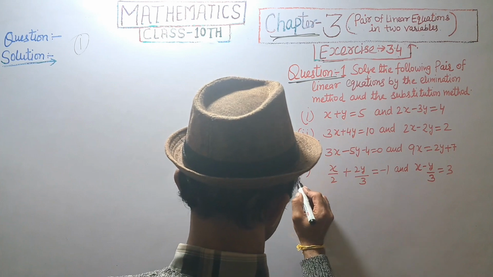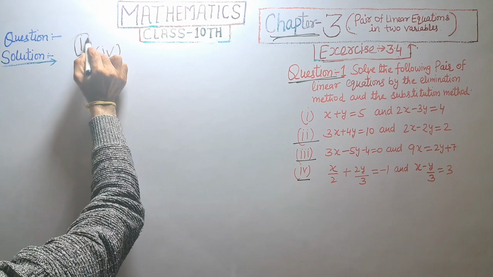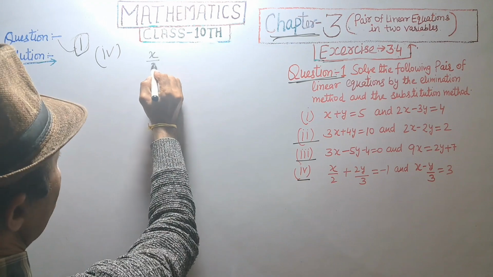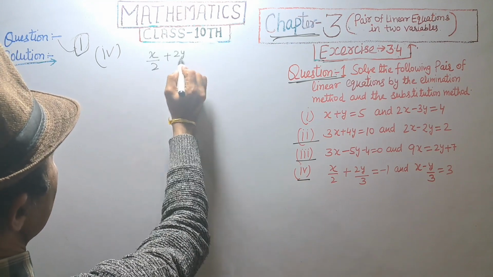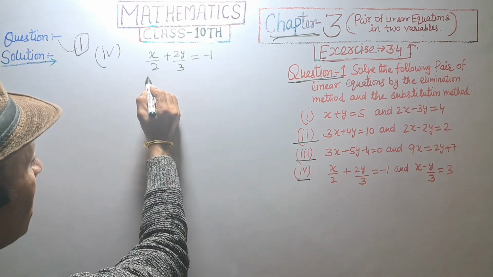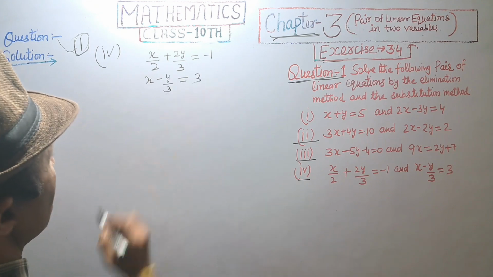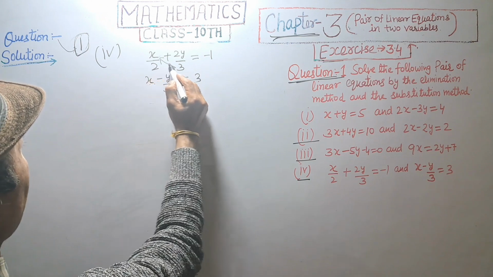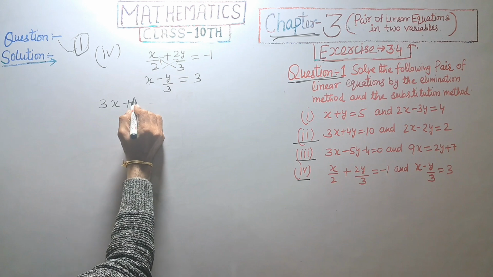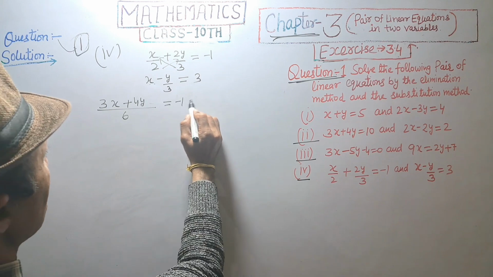Question number first, fourth part. Given x upon 2 plus 2y upon 3 is equal to minus 1, and x minus y upon 3 is equal to 3. 3 multiplied by x and 2 multiplied by 2, that is 3x plus 4y divided by 6 is equal to minus 1.